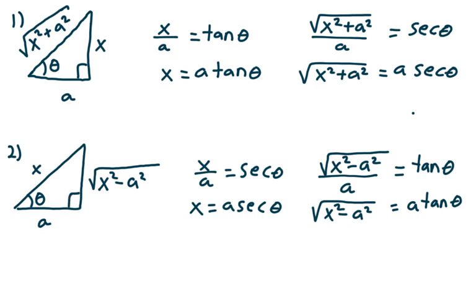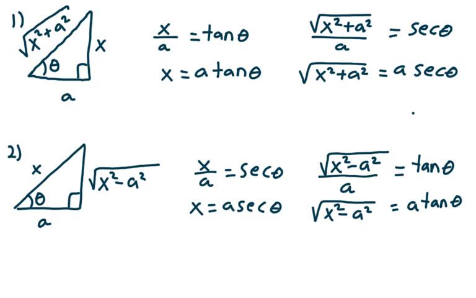In the second scenario, we have a right triangle, right here, with angle theta. The hypotenuse is x, and the side adjacent to angle theta is a. So by the Pythagorean theorem, the side opposite to angle theta is the square root of x squared minus a squared. And so my substitution will be as follows.